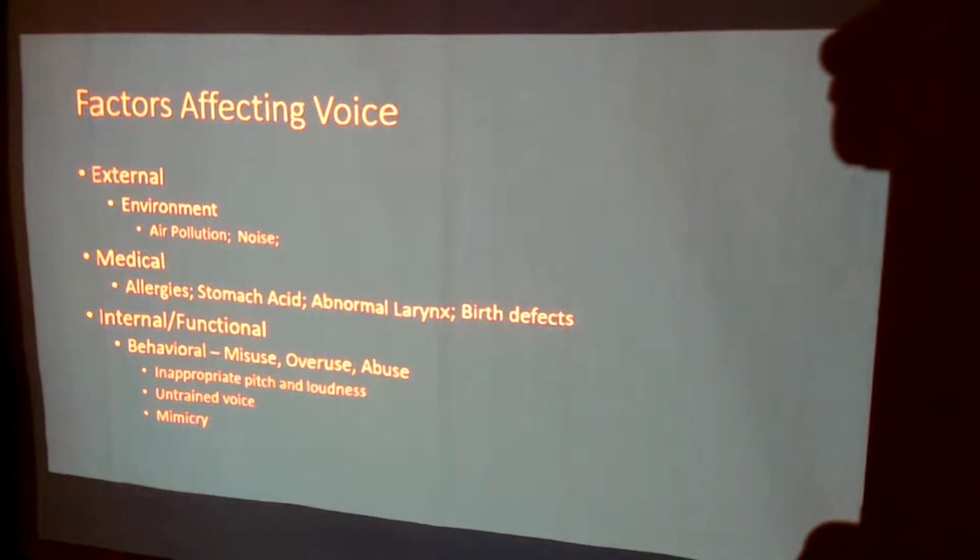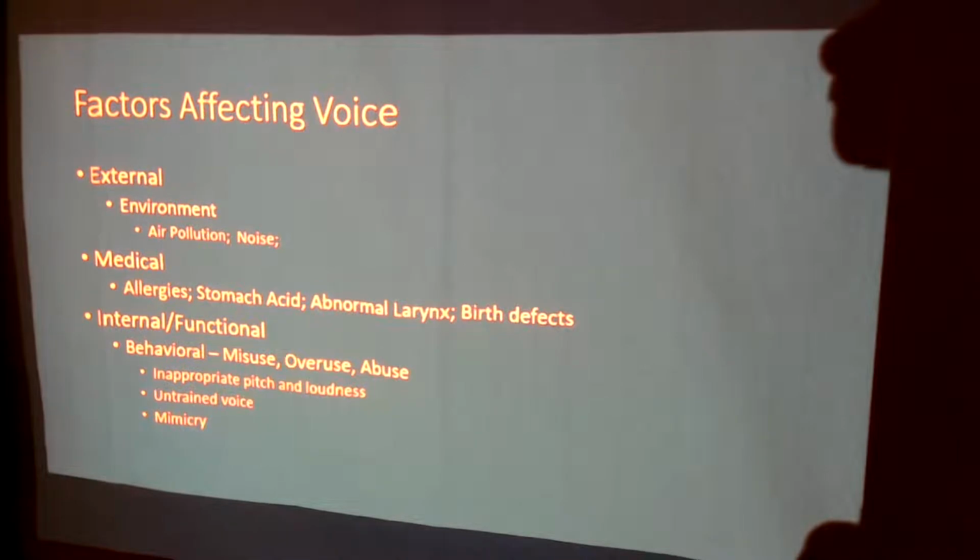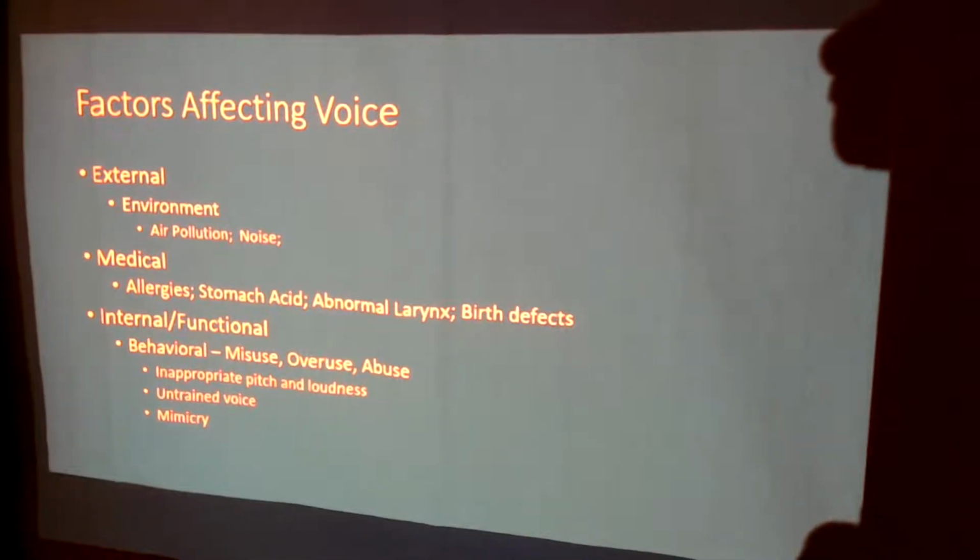One could have an abnormal larynx for several reasons. We'll talk about that later. And some could have a birth defect, which can be abnormal vocal folds, poorly developed vocal folds, or absence of specific tissues in the vocal folds. And that could lead to a voice disorder, and that will need medical attention.